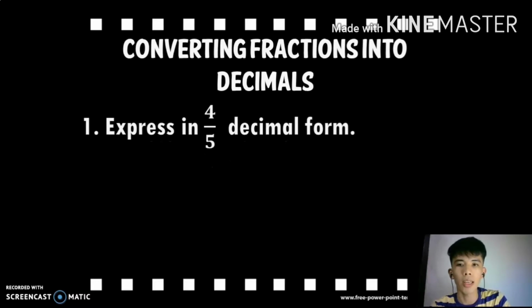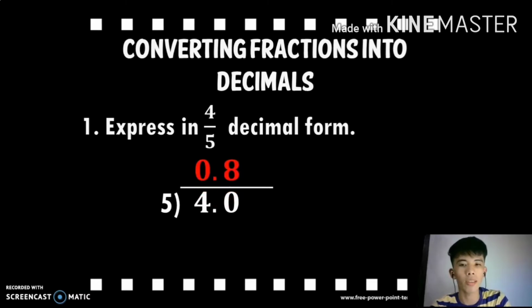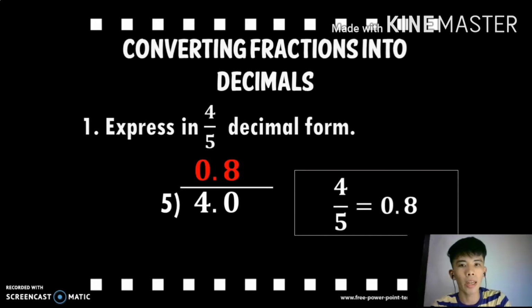Number 1, express 4/5 in decimal form. How do we do this? All you have to do is divide 4 by 5. The 4 goes inside and the 5 goes outside. Using long division, 4 divided by 5 gives 0.8. Therefore, 4 over 5 is equivalent to 0.8. So that's all you do. When it's a fraction, just divide to get the decimal form. Very easy.